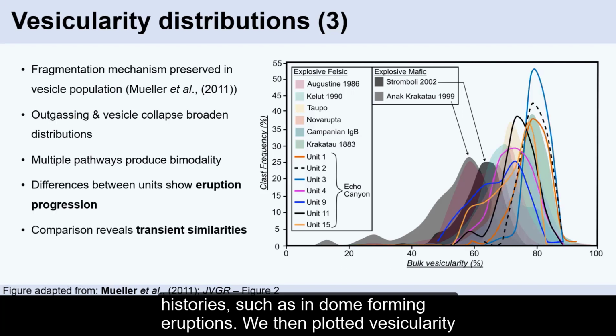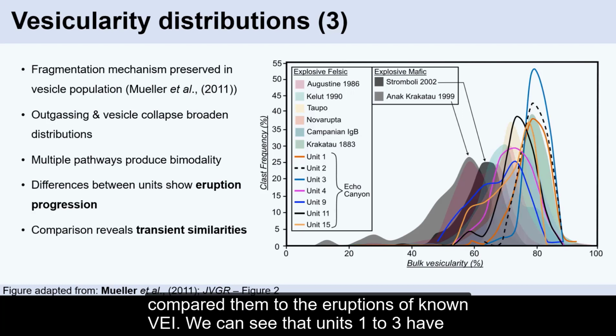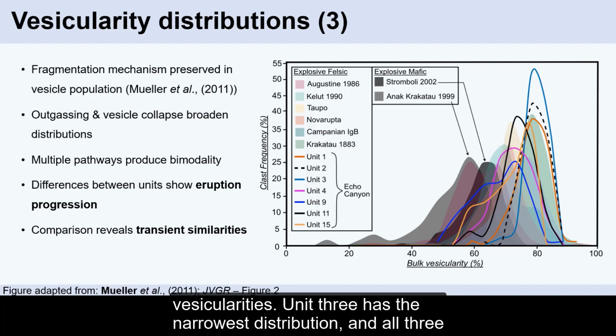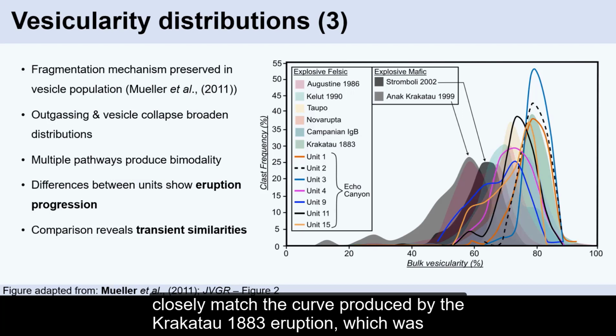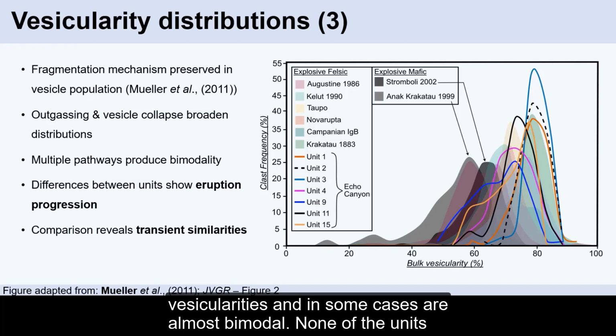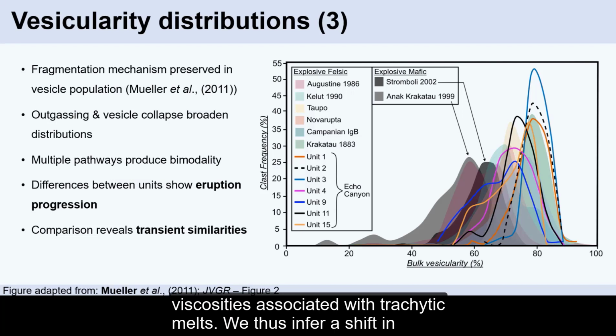We then plotted vesicularity distributions for all the explosive units from the Echo Canyon eruption and compared them to the eruptions of known VEI. We can see that units 1 to 3 have very similar narrow vesicularity distributions that have higher modal vesicularities. Unit 3 has the narrowest distribution, and all three closely match the curve produced by the Krakatoa 1883 eruption, which was classified as VEI 6. Units 4 to 11 are broader, displaced to lower vesicularities, and in some cases are almost bimodal. None of the units, however, closely match the mafic explosive eruptions, despite low viscosities associated with trachytic melts.